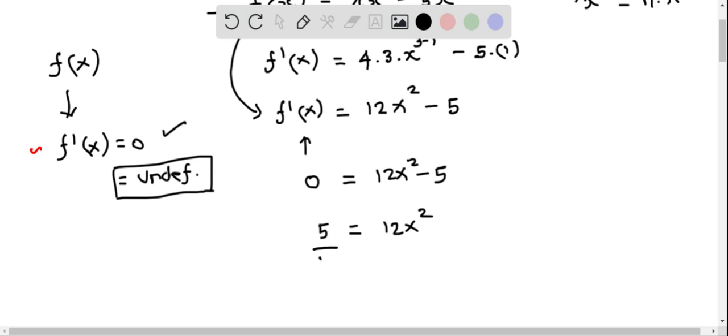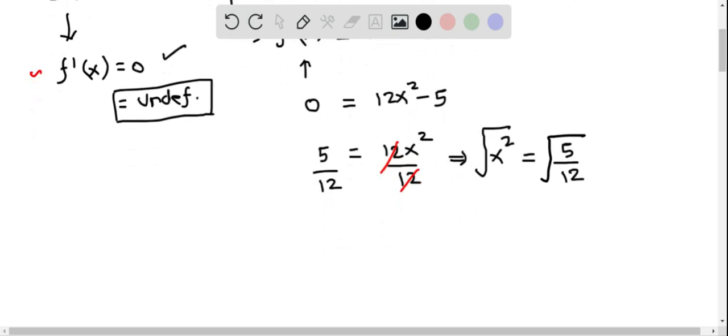Now I divide both sides by 12. Therefore, the 12 and 12 get cancelled, and on the left we have 5 over 12. This can be rewritten as x squared equals 5 over 12. Now we take the square root to determine the value of x. So we put the square root symbol. The square root of x squared is x, and for the square root of 5 over 12, we get two values when we take the square root, that is plus or minus the square root of 5 over 12.